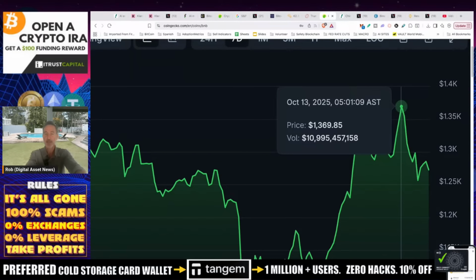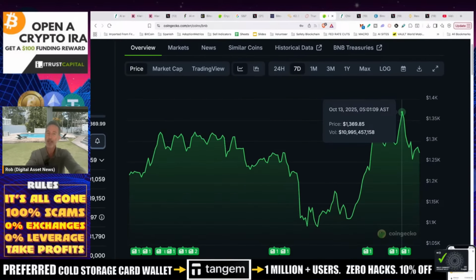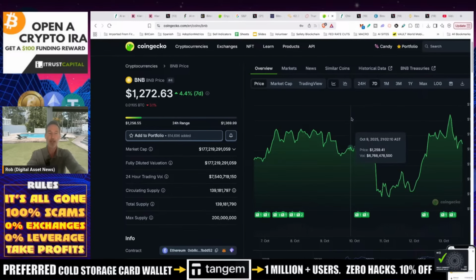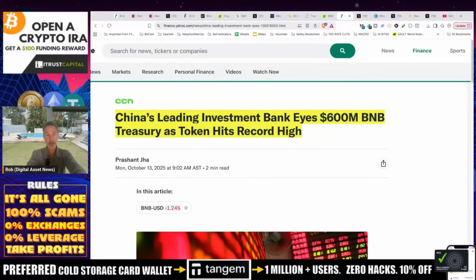This is 5 o'clock in the morning. And I'm like, why is this? Everybody's complaining about Binance, and this is their coin essentially, BNB. Why do they rocket that to its all-time high if they were saying that this was the exchange essentially doing all the manipulation? And it becomes like this. China's leading investment bank eyes a $600 million BNB treasury. And then, of course, the token hits its all-time high.